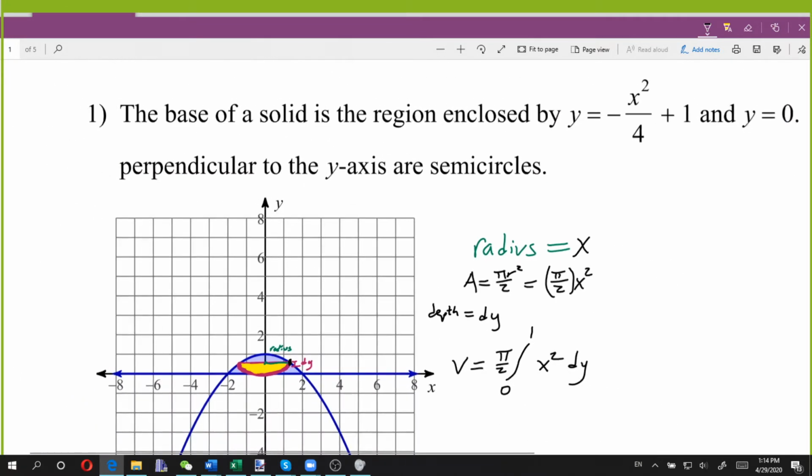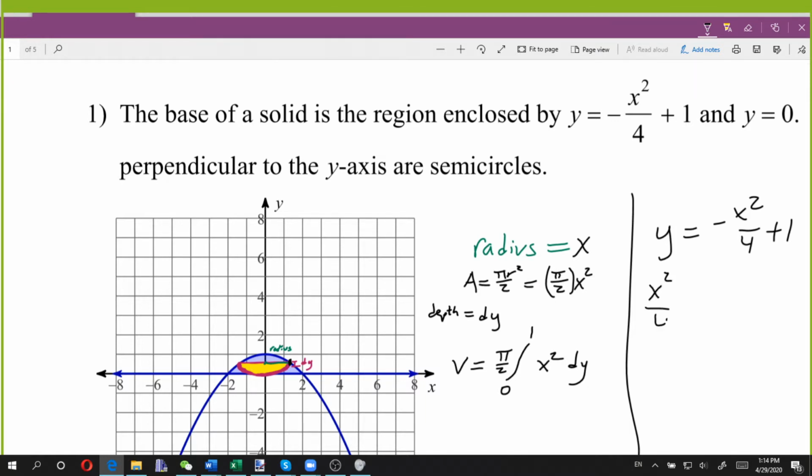So to do that, I'm going to use our equation. We know that y is equal to negative x squared over 4 plus 1. So if I solve for x squared, we should be able to substitute before we integrate. So I'm going to move this x squared over 4 over, so it's positive. And move the y over, which will make it negative. And then multiply by 4. X squared is equal to 4 minus 4y. And now I can substitute in for my integral.